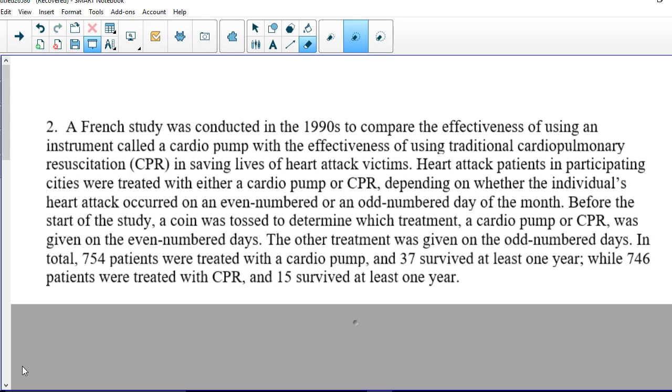Okay, so I'm going to go right to, we're talking about a study about the effectiveness of a cardio pump versus CPR, and I'm going to go right to where we get to our numbers. So I've read through this already. I don't find the need to reread it to you guys. You can do that on your own. When you go, it says in total 754 patients were treated with a cardio pump.